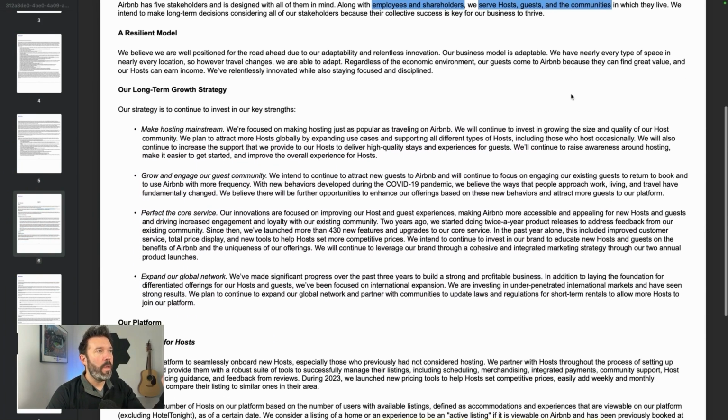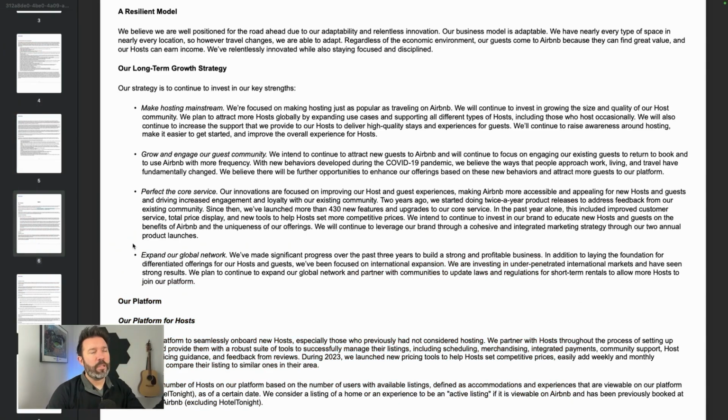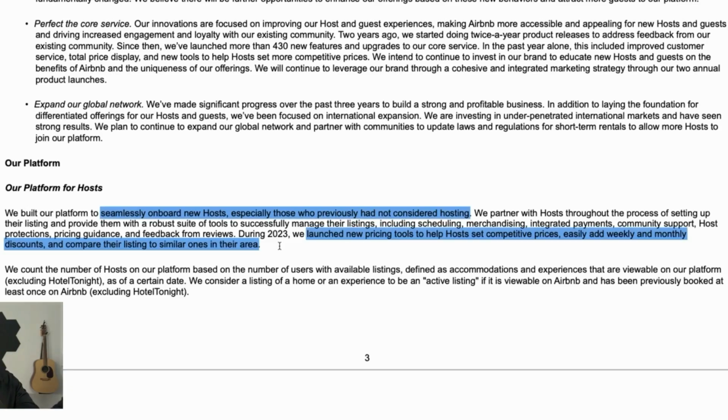Now they go into a few different things. They want to make hosting mainstream, grow and engage the guest community, perfect the core service, and expand the global network. So that would be more business strategies long term. But you get down here to the bottom of this page, and this explains exactly how Airbnb thinks of its business. They have a platform for hosts, and a couple of key things.